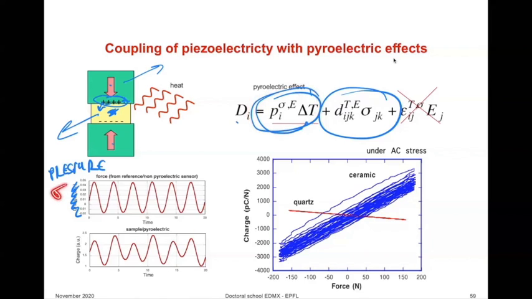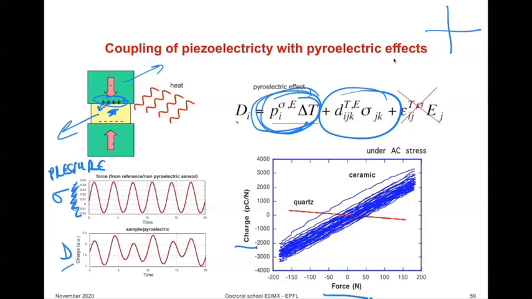So this is sigma. This is d. As a function of time, you would get a sinusoidal charge if we have only normal piezoelectric effect, but because of random fluctuations of the temperature, we get these drifts and noise. So if we plot total charge that we measure on the surface of a sample as a function of pressure or force, we should get a straight line.